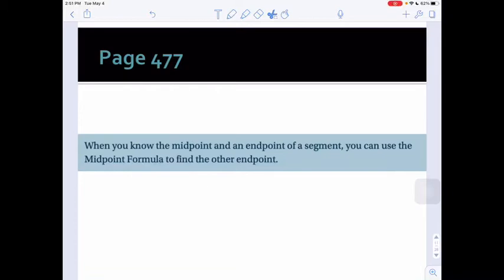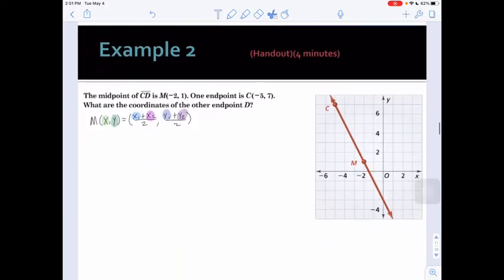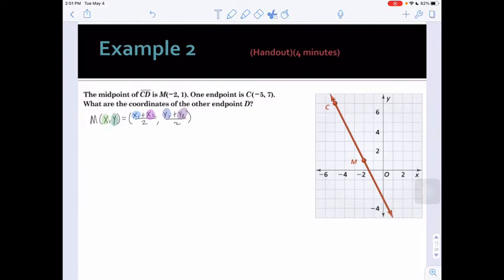Section 7.6, Example 2 on page 477. When you know the midpoint and an endpoint of a segment, you can use the midpoint formula to find the other endpoint. Example 2 says the midpoint of segment CD is M(-2, 1). One endpoint is C(-5, 7). What are the coordinates of the other endpoint D?